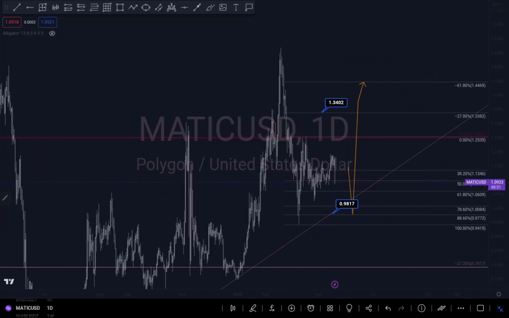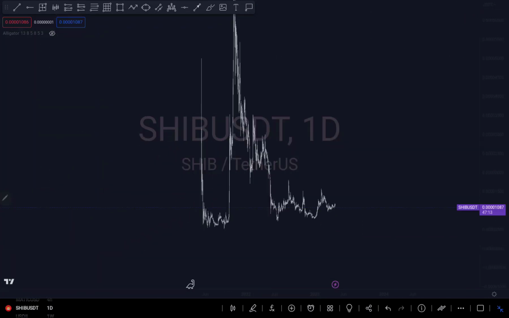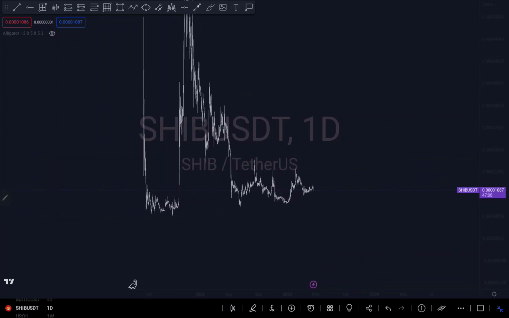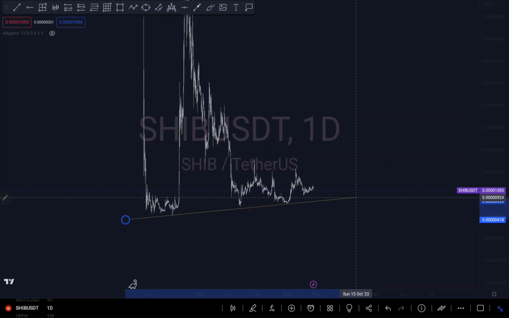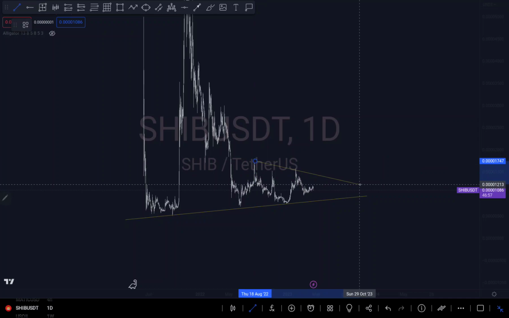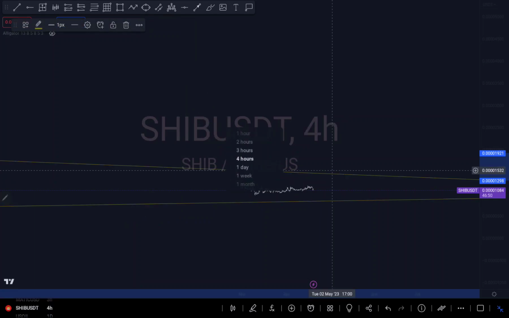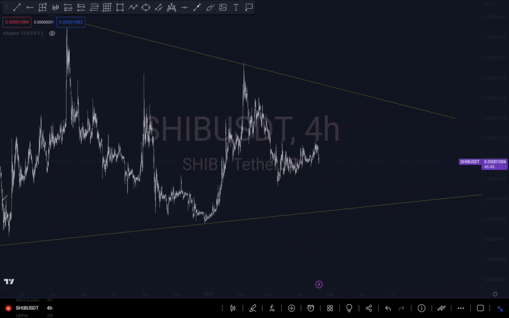So on Matic, so let me go to, hi guys, so I'm gonna analyze SHIBA right here. What are we expecting on SHIBA? We can see on SHIBA right here, I'm gonna draw another line right here just to see what we're expecting on SHIBA. So let me go to a smaller time frame and let's zoom in and see what we're expecting on SHIBA.